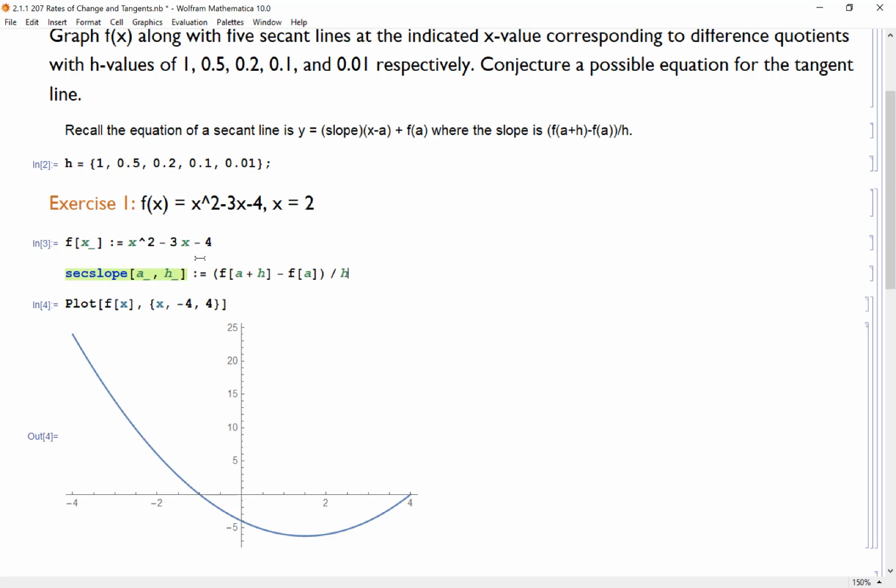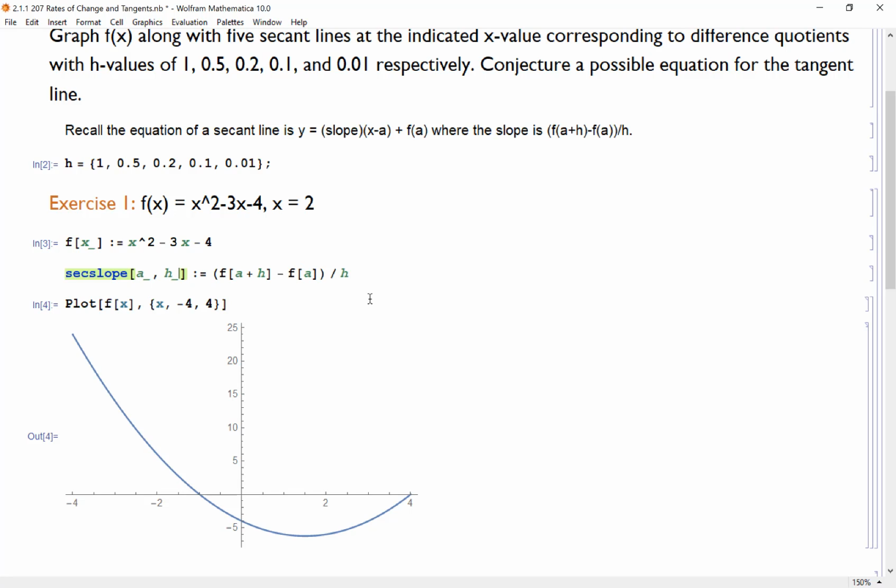And now this way, all I have to do is put in values of a and h and I can get the slope. If you've never defined a two-variable function before, I can list the variables in my function here. Just make sure you put an underscore for each one of them. For example, if I had left out the h, notice here that my h's are a different color now.